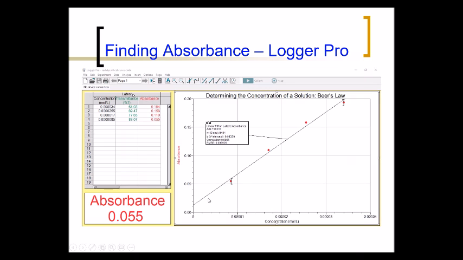This is how Logger Pro looks. So as you can see, it gives you the transmittance data right here and the absorbance value. So you don't have to do any of that calculating. It will be given to you. The only thing that you have to do is put in the correct concentrations, or what I will have to do.